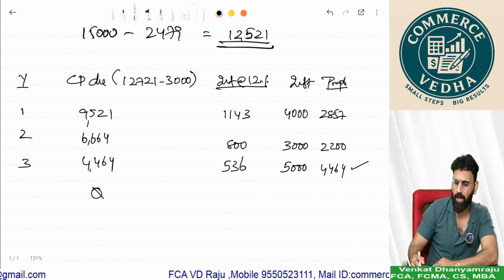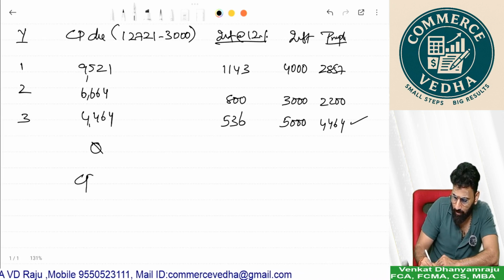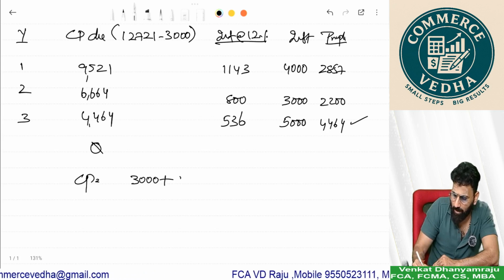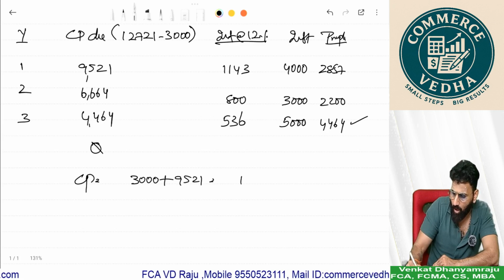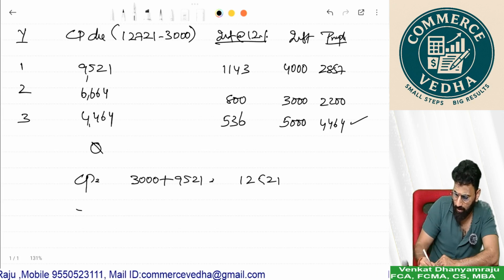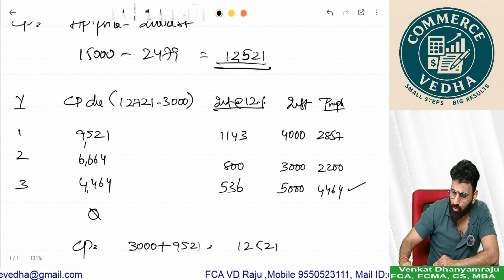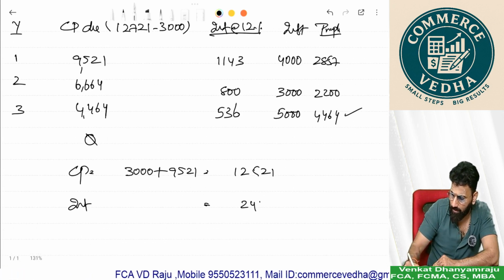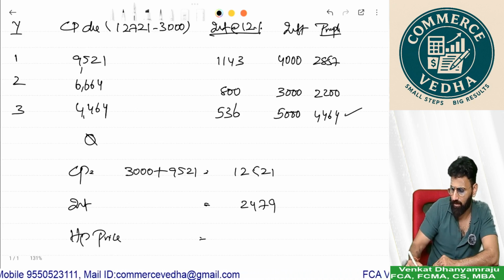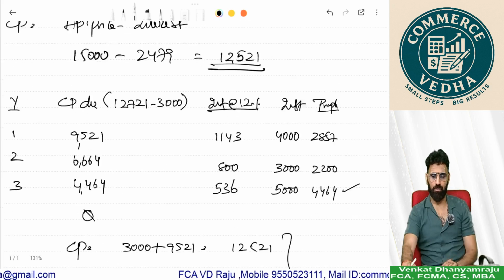So the answer here is, total cash price is down payment plus installments due at beginning of year 1, which is 12,521. Interest is 2479 and hire purchase price is 15,000.